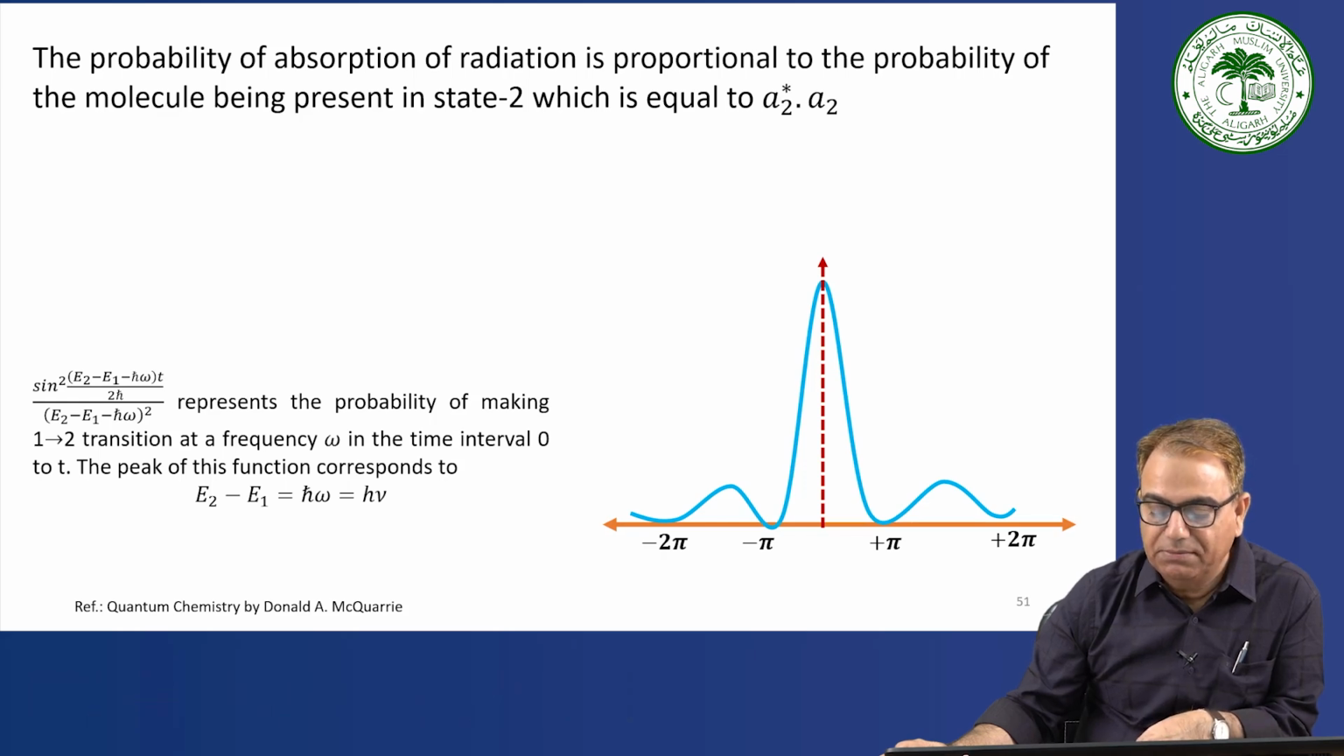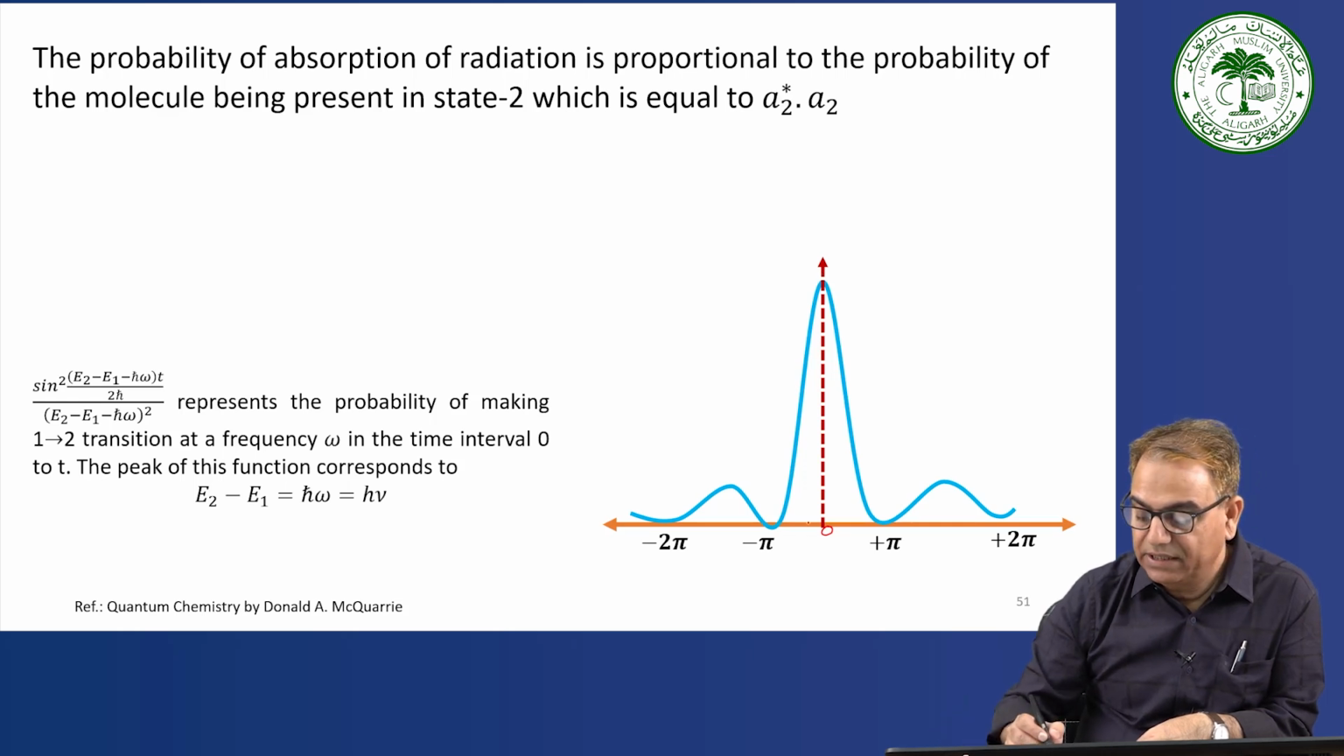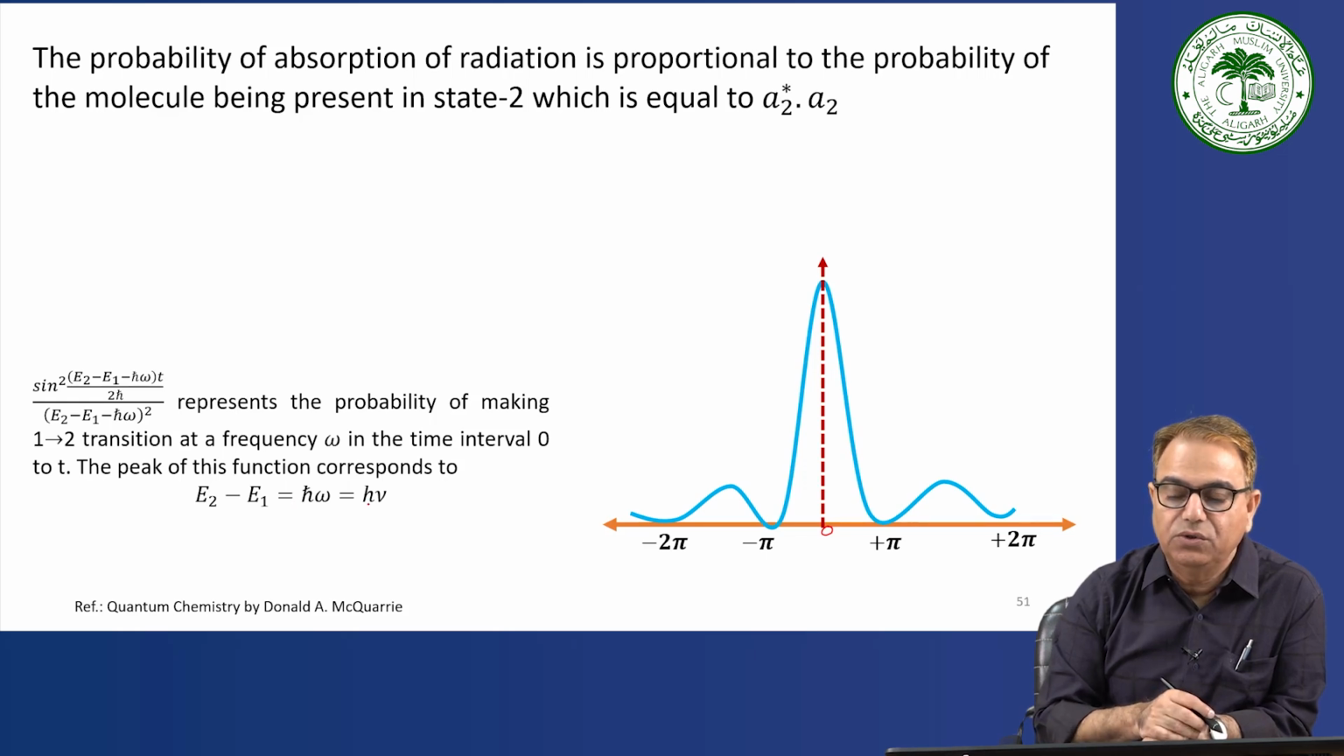And if you plot this probability, what do you find? It represents the probability of a 1 to 2 transition at a frequency omega. At the value 0, you have a maxima. And for that to be 0, E2 minus E1 will be equal to h cross omega, and this will be equal to h nu, which is the Bohr's frequency condition.